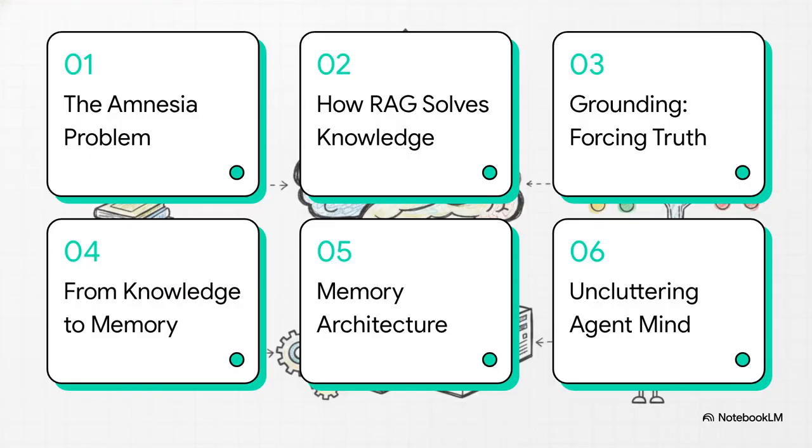1. The amnesia problem. 2. How RAG solves agent knowledge. 3. Grounding, forcing the truth. 4. From knowledge to memory. 5. The architecture of agent memory. And finally, 6. Uncluttering the agent mind.